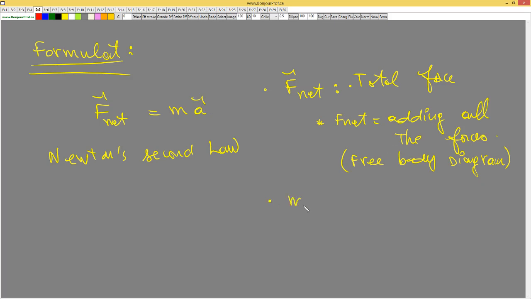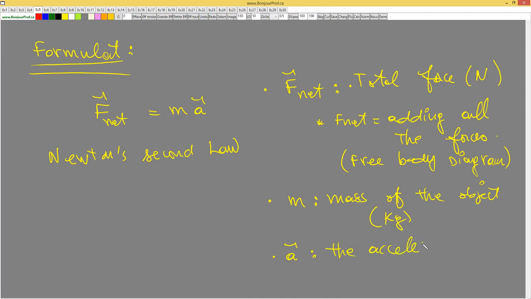Now what is m? It is the mass of the object in kilograms. If you have grams, you have to change it to kilograms. The force here is in newtons. You know the newtons? The forces, we spoke about it. The forces are in newtons. And what we have is a. The a is the acceleration. What is the unit of the acceleration? Meters per second squared.